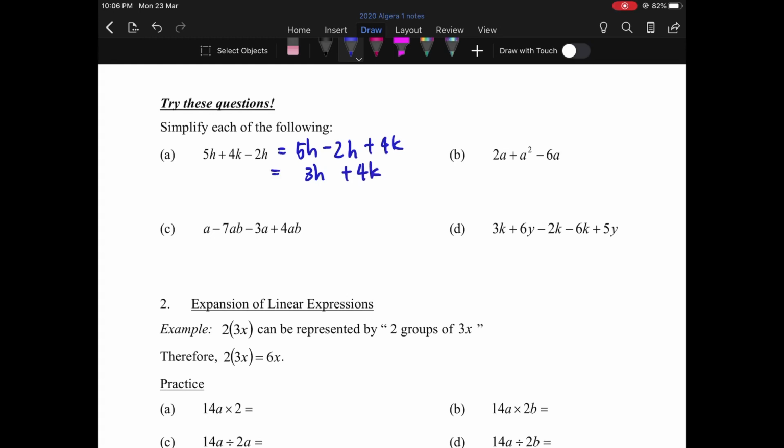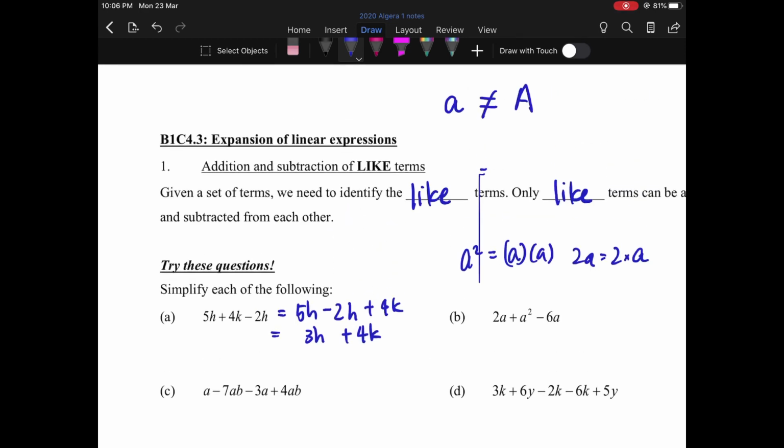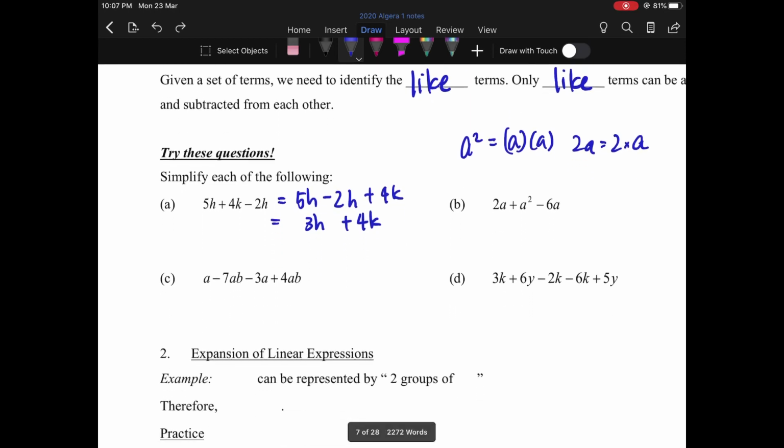For part B, okay, now A to the power of 2 means A multiplied by A, whereas 2A is 2 times A, so they are different. Okay, they are unlike terms. So let's group up the like terms together.